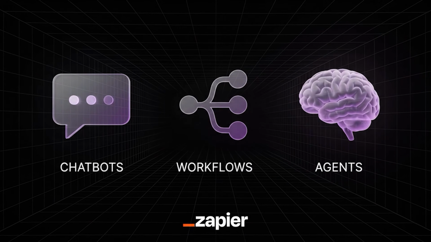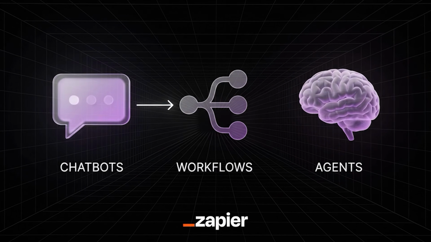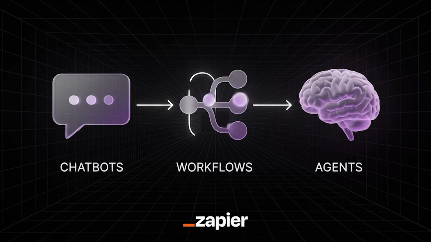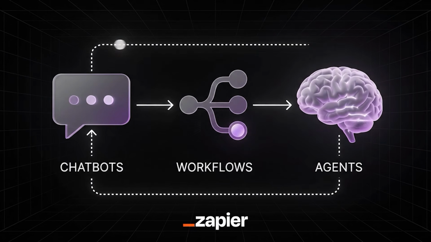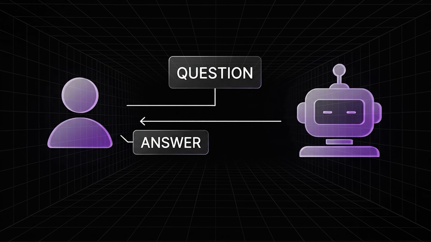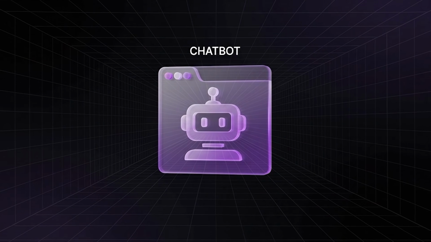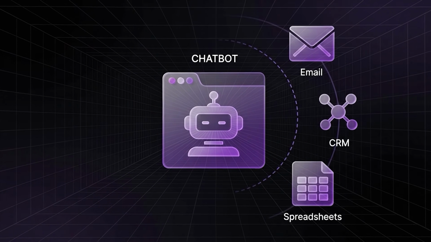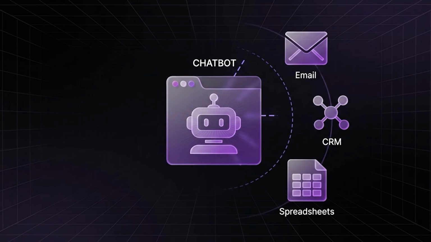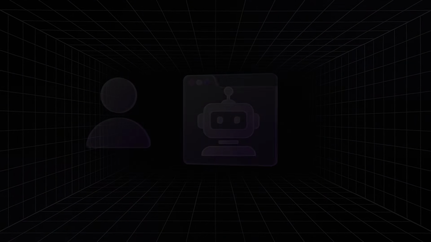Part 1. Chatbots versus workflows versus agents. Three words get thrown around constantly, and almost nobody can explain them clearly, so here it is. A chatbot answers, that's it. You ask it a question and it replies. ChatGPT in a browser tab is useful, but it can't touch your email, CRM, or your spreadsheets. So it's pretty limited.